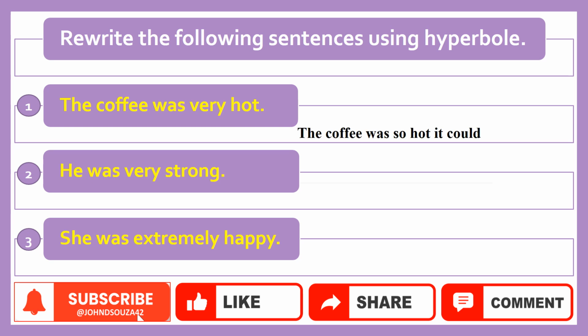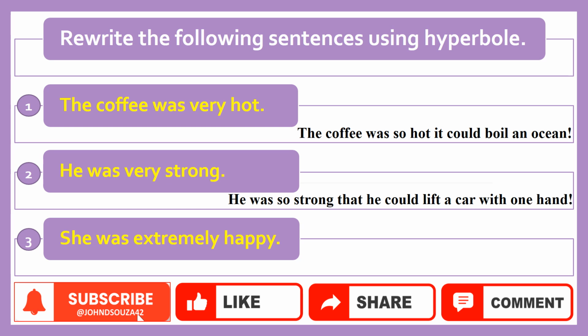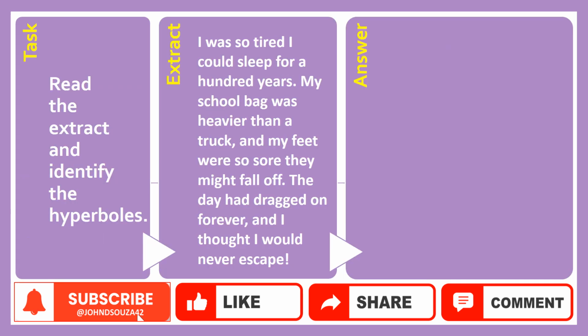Rewrite the following sentences using hyperbole. First, the coffee was so hot it could boil an ocean. Second, he was so strong that he could lift a car with one hand. Third, she was so happy she could burst with joy.